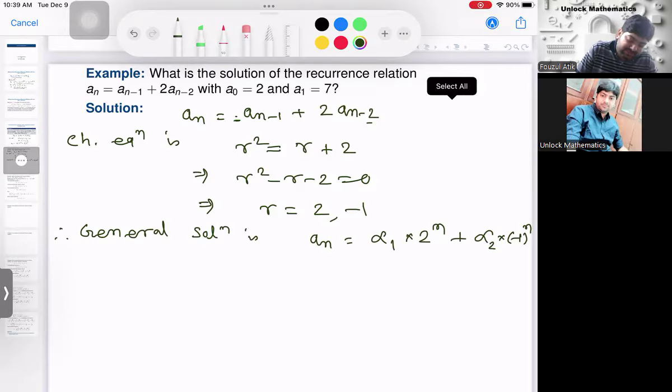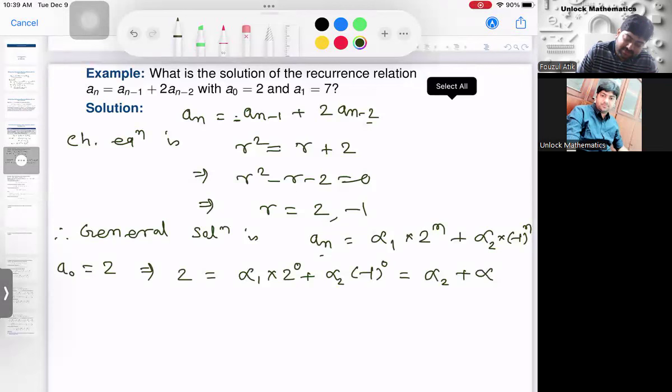So initial values are given as a0 equal to 2. So put n equal to 0 in the solution. What will we get? a0, which is 2, is equal to alpha 1 into 2 to the power 0, and 2 to the power 0 means 1, plus alpha 2 into minus 1 to the power 0. So you get alpha 1 plus alpha 2.